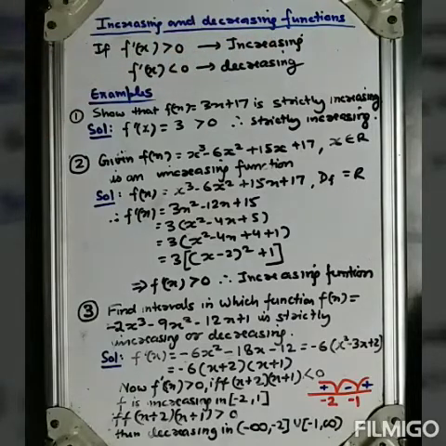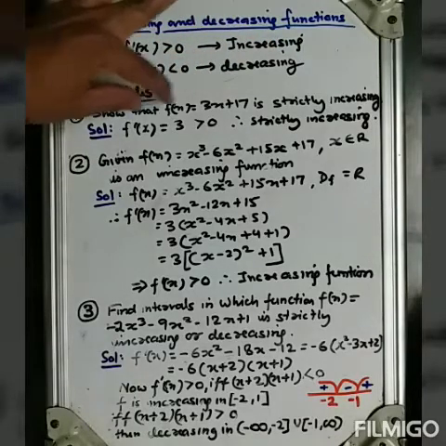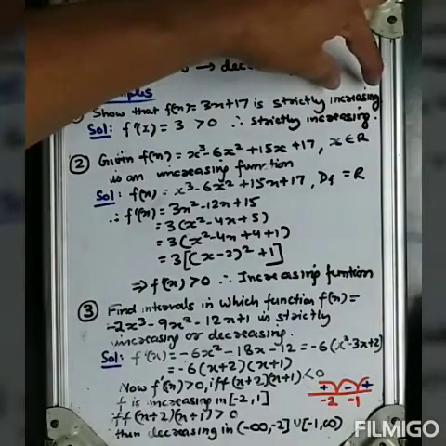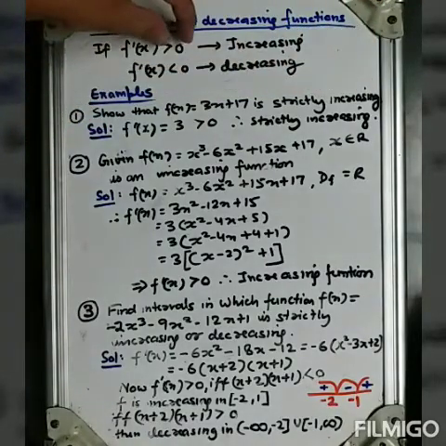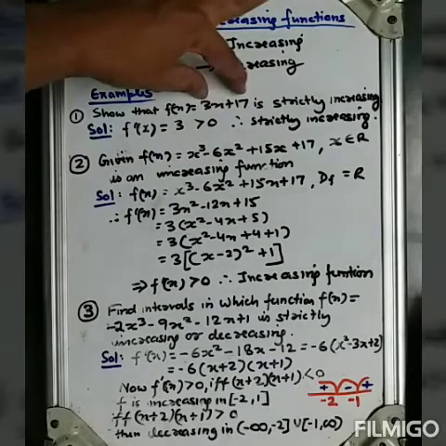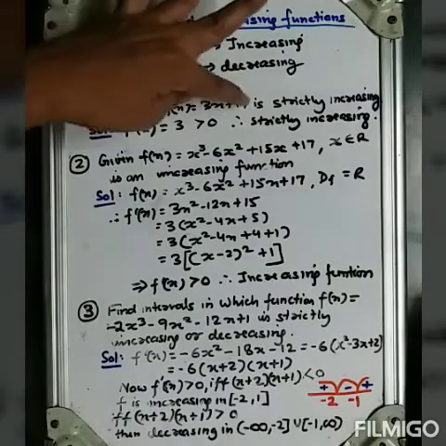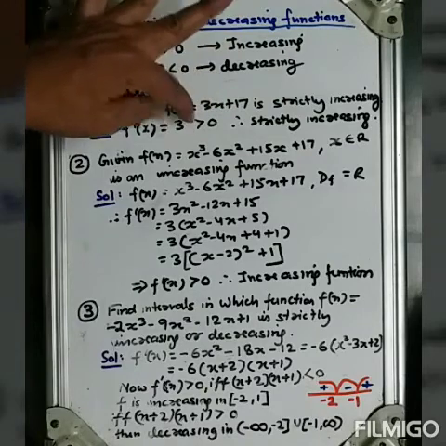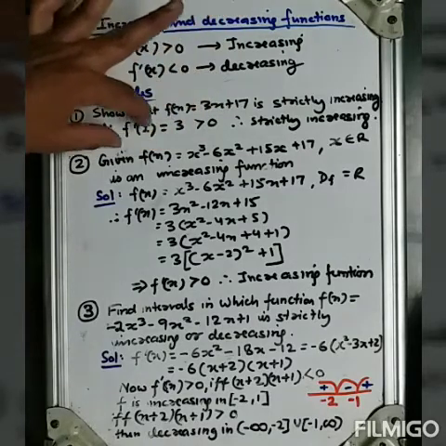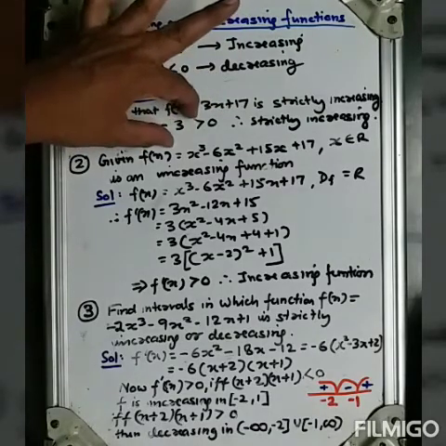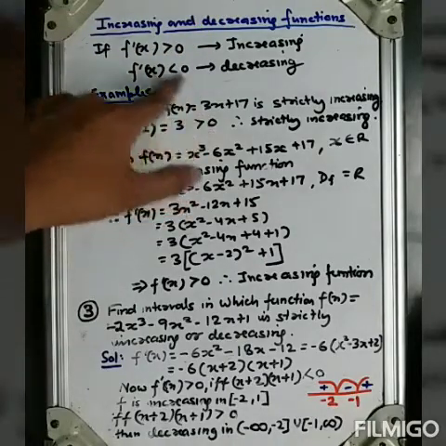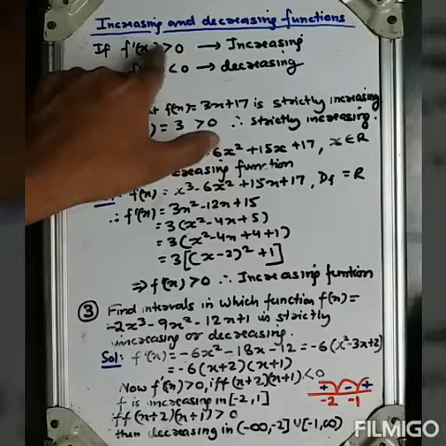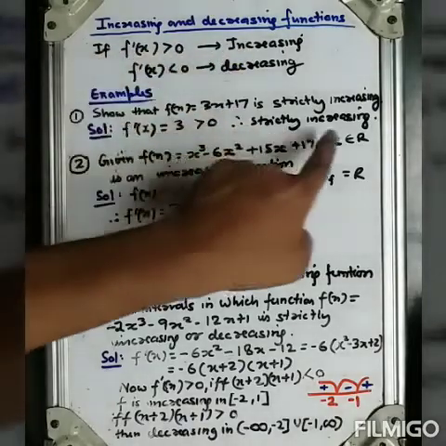Let us discuss with examples. Show that this is a strictly increasing function. How to find? Differentiate this value, like I've discussed. Differentiate this 3x plus 17. 3x will be 3 and 17 is a constant term, so it will be 0. So we have got the differentiated value as 3. And what is 3? 3 is greater than 0. And any differentiated value greater than 0 is increasing. So it is a strictly increasing function.